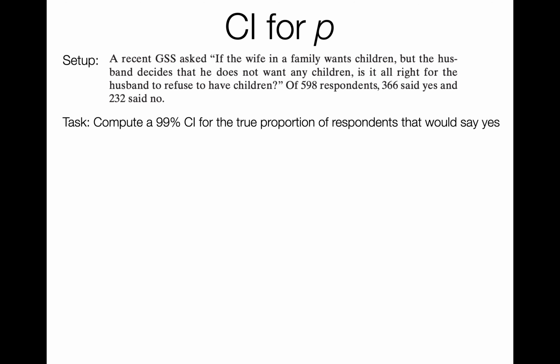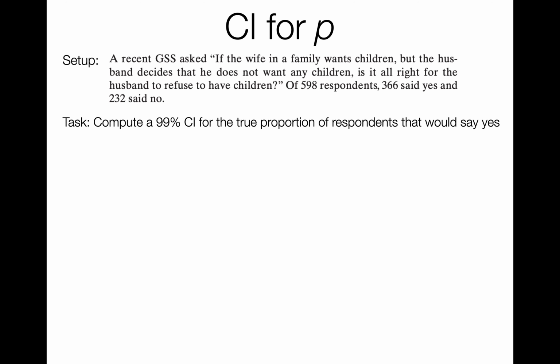So let's actually calculate a confidence interval. I give an example here. A recent General Social Survey, which is what the GSS stands for, asked if the wife in a family wants children, but the husband decides that he doesn't want children, is it all right for the husband to refuse to have children? The context really doesn't matter. Of the 598 respondents, 366 said yes and 232 said no. I want you to compute a 99% confidence interval for the true proportion of respondents that would say yes.